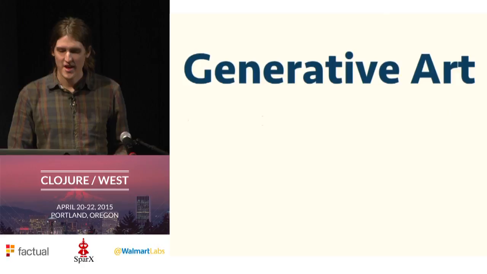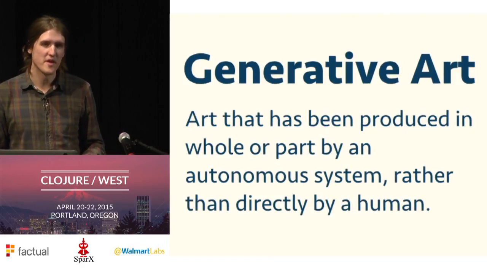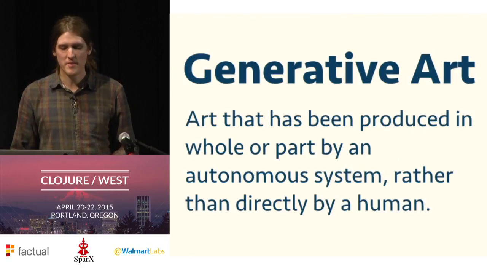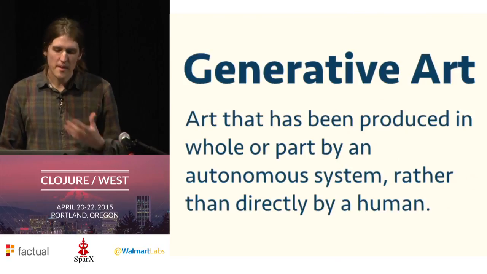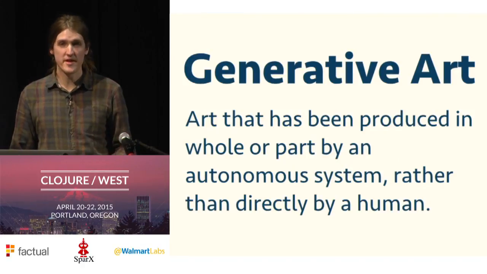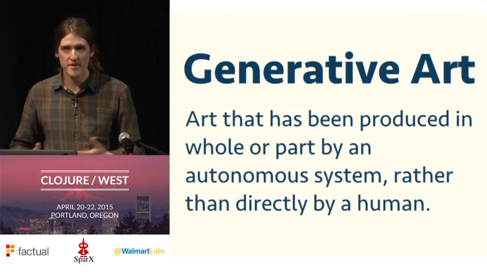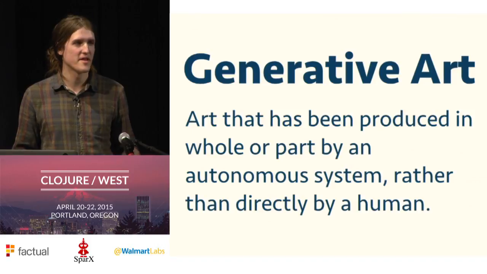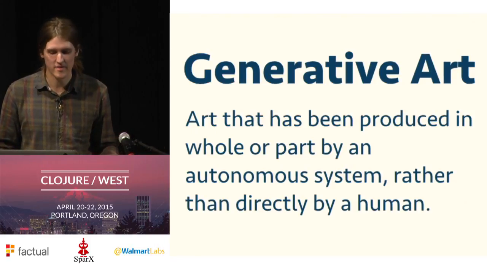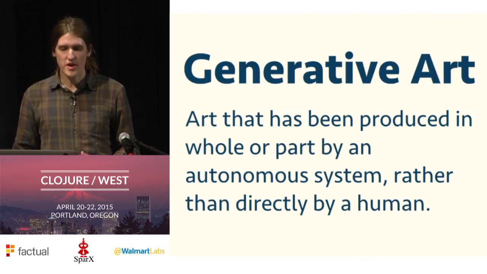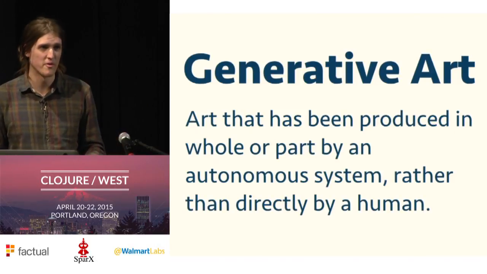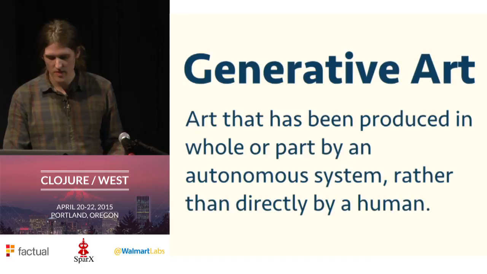So generative art is art that has been produced in whole or in part by an autonomous system rather than directly by a human being. So for example, this could be cutting up an existing text and rearranging it at random to get a new text. You could compose a song by interpreting, say, the digits of pi as musical notes. Or you could build up an image by running a physics simulation of charged particles and tracing their paths.